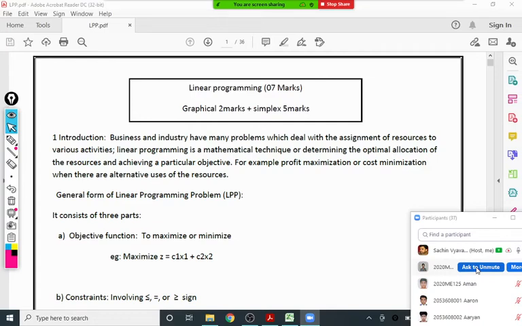So the name of the topic is linear programming. I already told you that the weightage is 7 marks. Two articles are very important from this: one is the graphical method to solve a linear programming problem, and the other is the simplex method to solve a linear programming problem. In short, we say LPP.